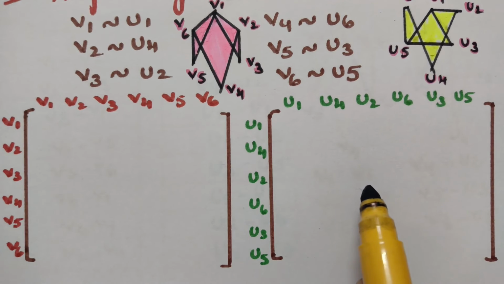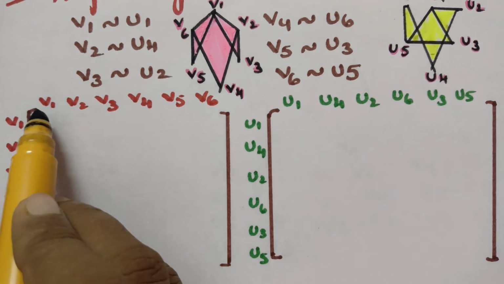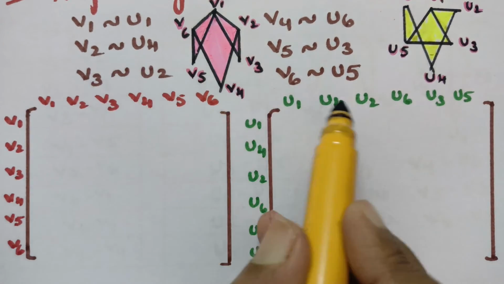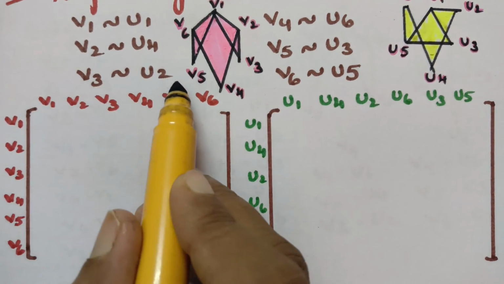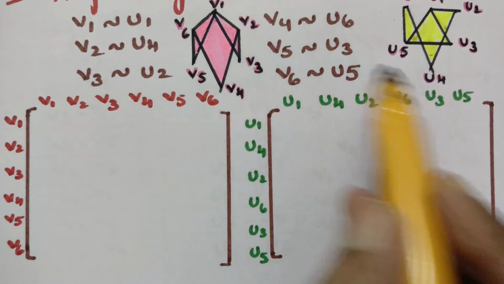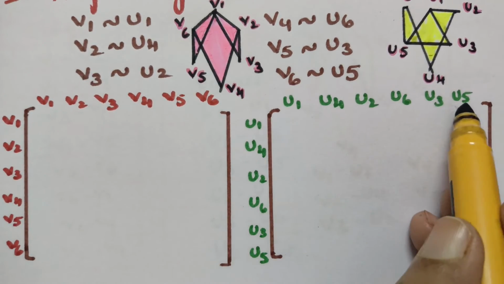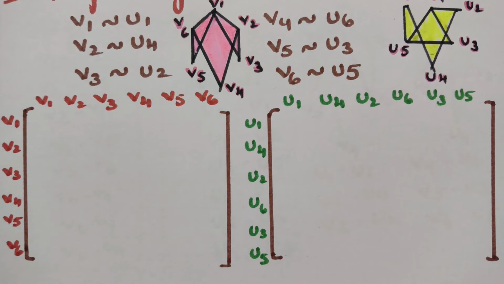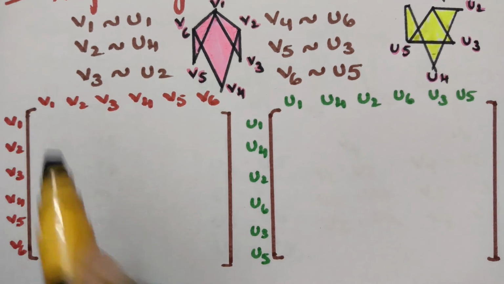And then for the second matrix, in place of V1 I have to write U1, in place of V2 we have to write U4, in place of V3 we have to write U2, in place of V4 we have to write U6, in place of V5 U3, V6 U5. Similarly here also. So in order to find this out, let us go with V1.